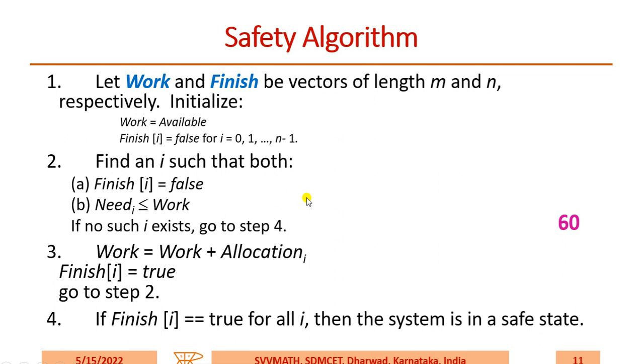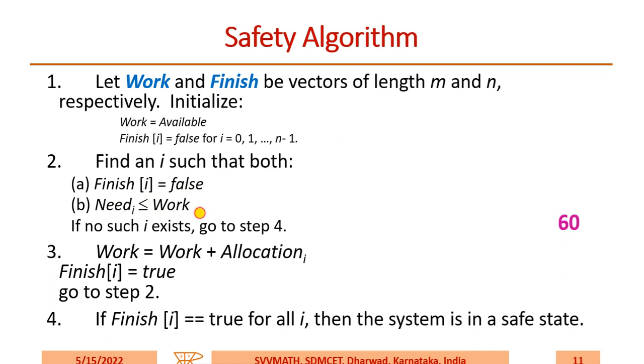Now, this is the safety algorithm. Just pause the video, go through. Let work and finish be vectors of length m and n respectively, and work equal to available. Just now you took it for one resource, similarly for many. Finish of i equal to false because I have not yet taken any process. Find an i such that both finish of i equal to false and need is less than work.